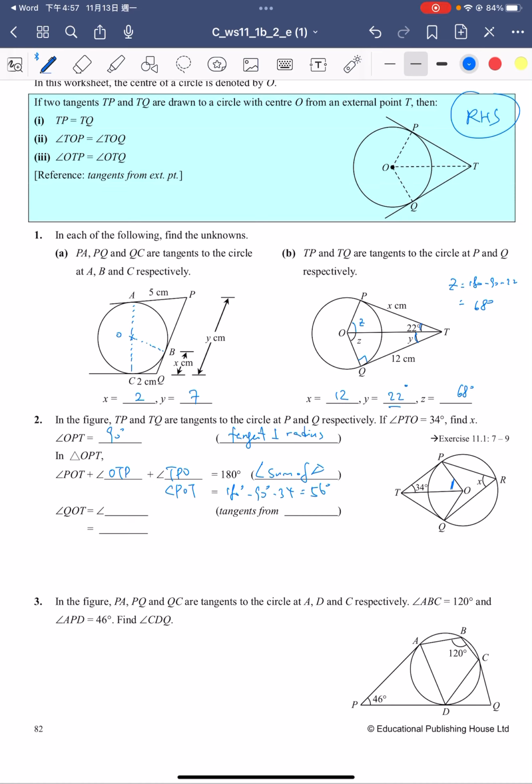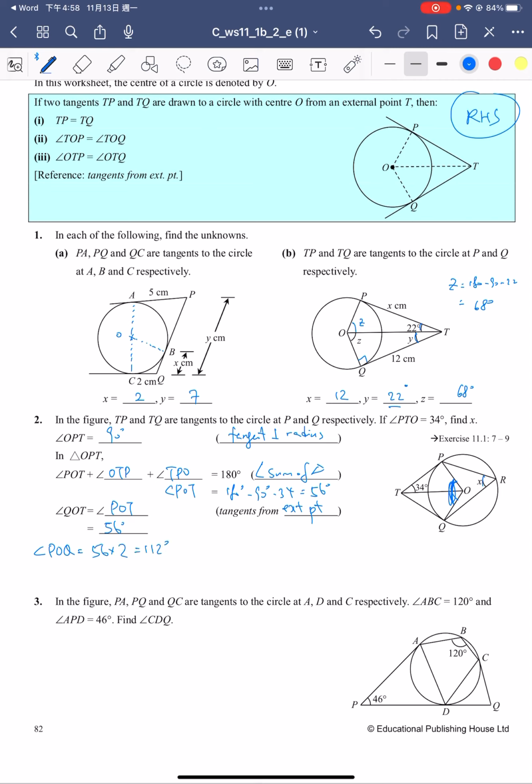Where is QOT? So QOT is this point. So this angle is actually the same as POT by using the tangent from external point. So we can say angle QOT is equal to the angle POT, which is equal to 56 as well. Then that's the tangent from external point. Okay, so we have the total thing. This is equal to the angle of POQ. Angle of POQ is just equal to 56 times 2, giving the answer of 112.